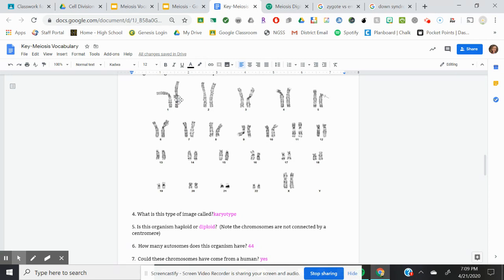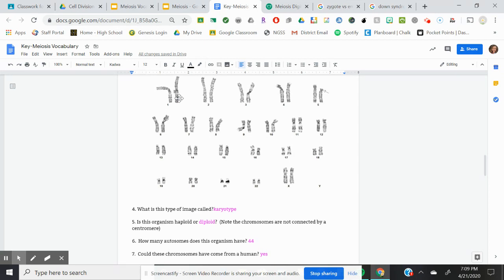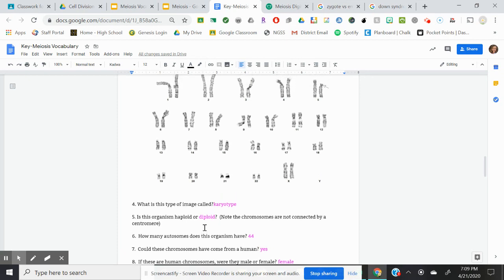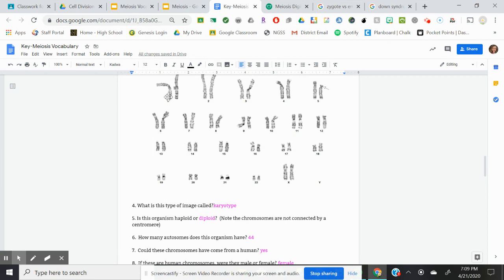You wouldn't have the pair, okay? How many autosomes does this organism have? Autosomes are all of the chromosomes except for the sex chromosomes. So there are a total of 44 autosomes. This right here is the sex chromosomes, okay? Humans have 2. You either have 2 X chromosomes or an X and a Y.